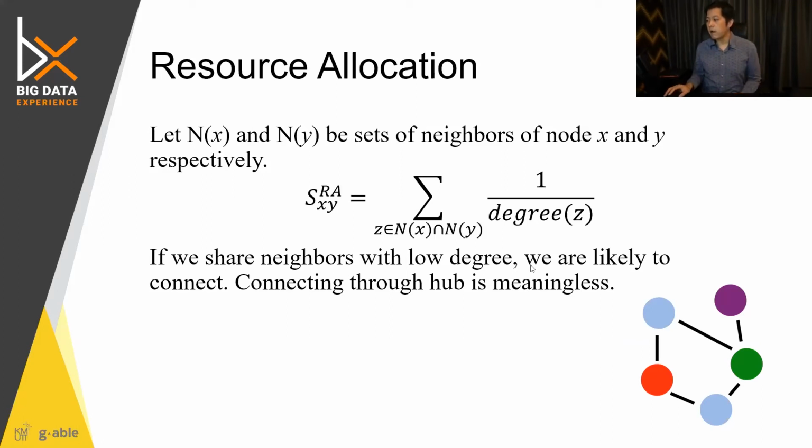That means from our network here, if you compare red and green, comparing to blue and blue, which one has a higher degree of resource allocation? Right? Which one?